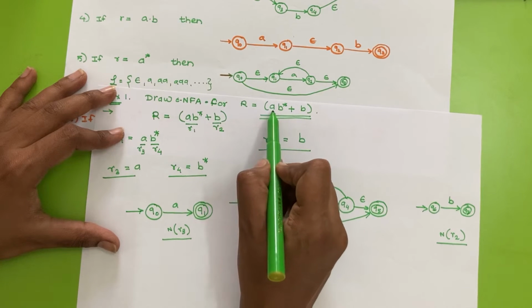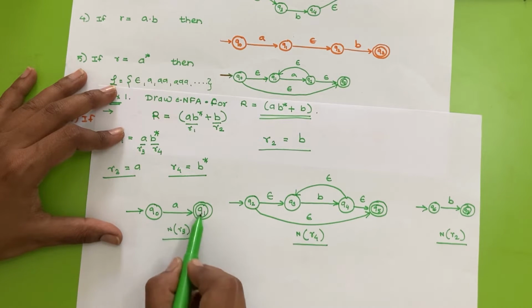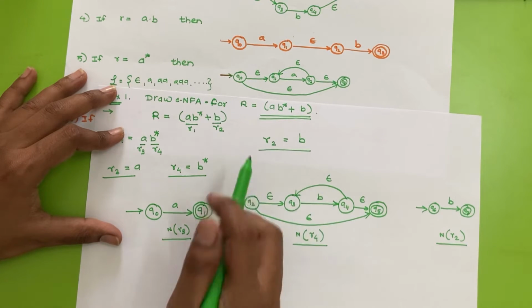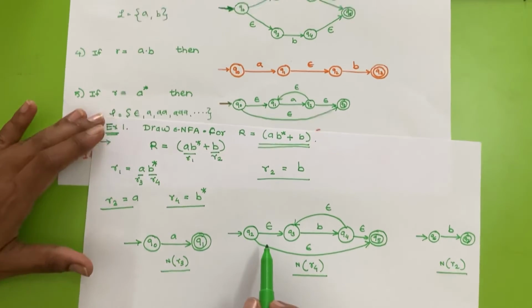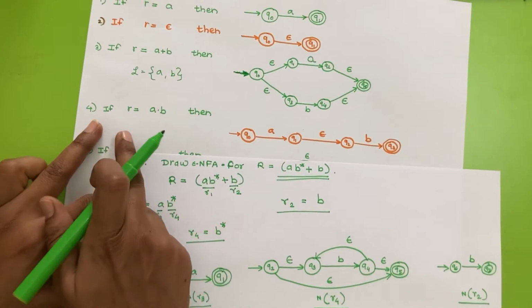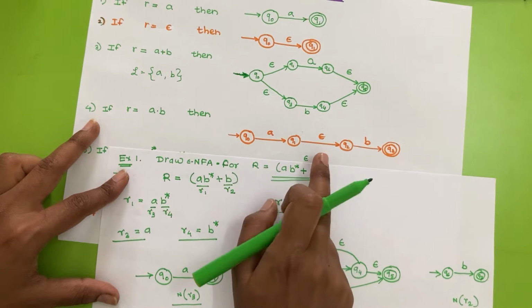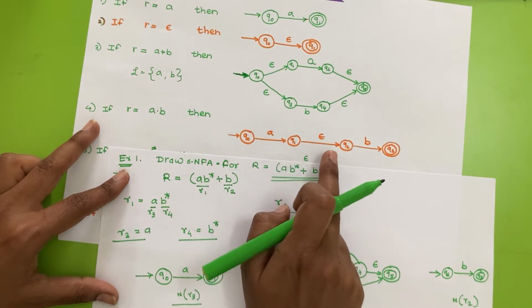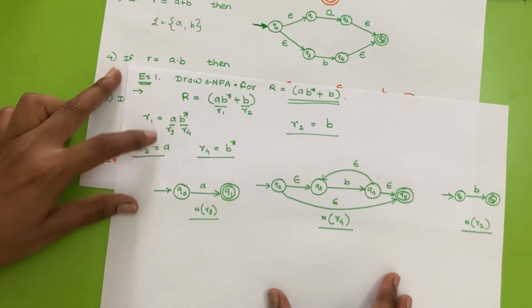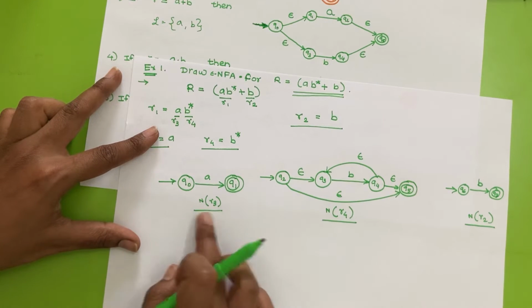Okay, so we want A, B star. So we have a diagram for A, we have a diagram for B, and in between these two we have the concatenation operator. So this will follow rule 4. For the concatenation operation, these two diagrams will be concatenated and connected by an empty transition. So here we will draw the diagram for these two.